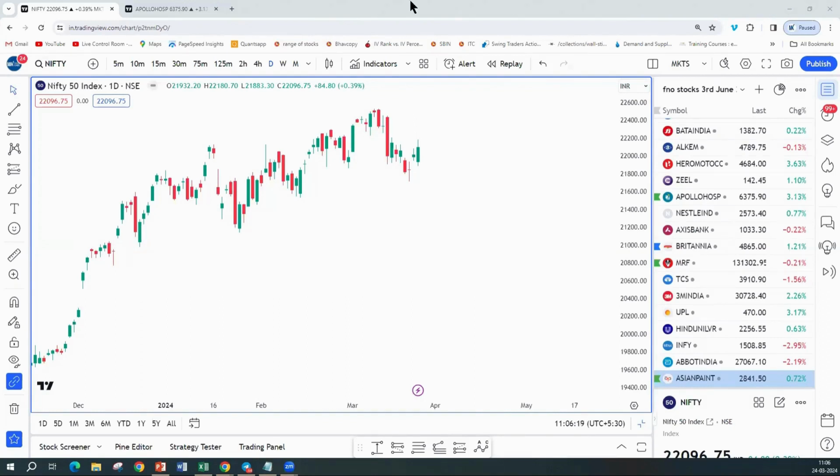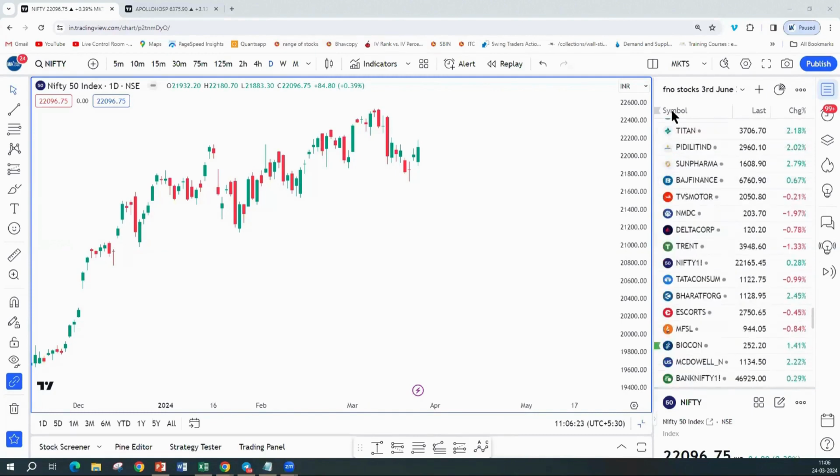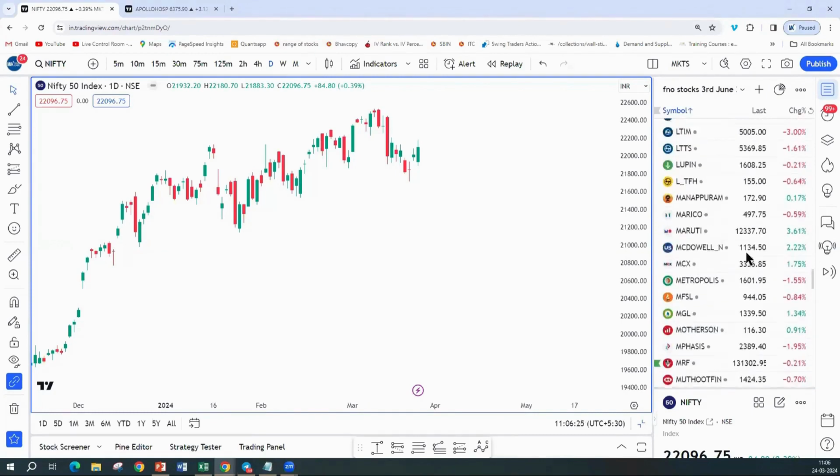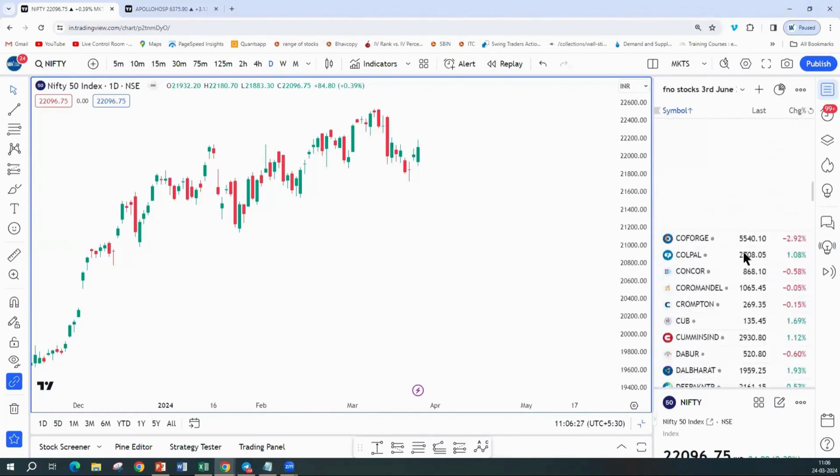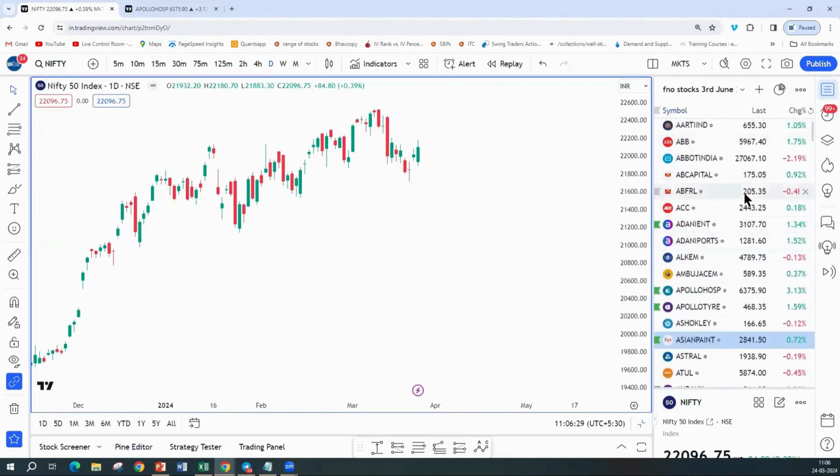Now if you see on the right hand side, I have my watch list of all FNO stocks. Generally for swing opportunities, this is the list that I go through. There are a couple of tools which I use for my analysis. One is the supply and demand zone indicator.